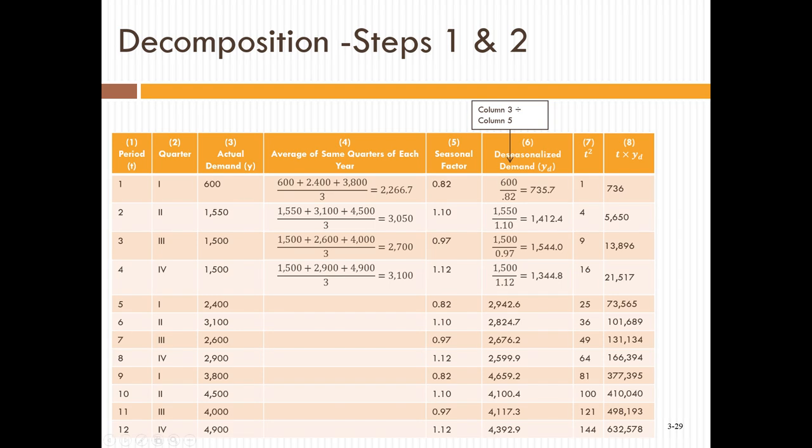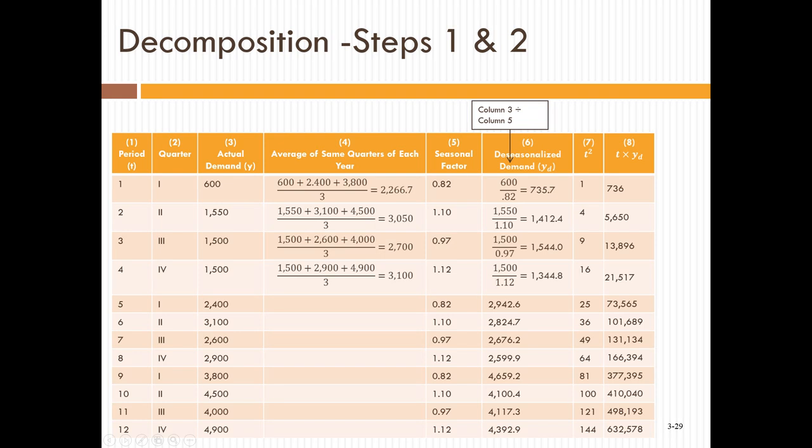Now that we've got the seasonal factors, we don't have to recalculate them for year 2 and year 3. We just repeat them: quarter 1 is 0.82, then 1.11, 0.97, 1.12, and then we repeat again for year 3. Next we need to deseasonalize the original demand. Our original demand is 600.